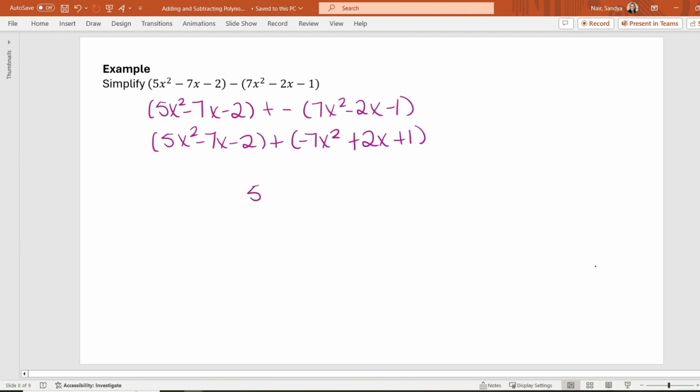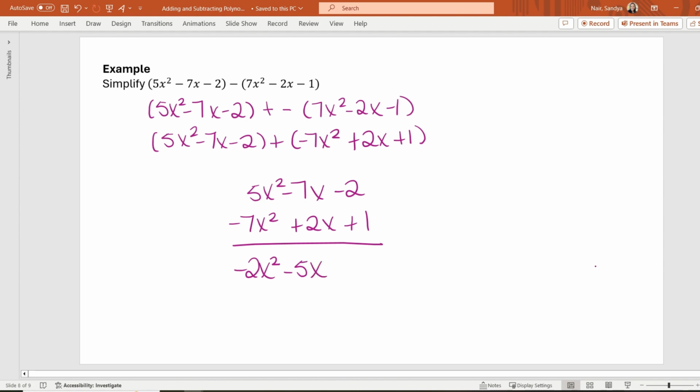Now I'm going to rewrite these so that I can add them vertically since they are both in standard form. So I have negative 7x squared plus 2x and then plus 1. So I have 5x squared minus 7x squared, so that's negative 2x squared. Negative 7x plus 2x, so that's minus 5x. Negative 2 plus 1, so that's minus 1. So negative 2x squared minus 5x minus 1 is my final answer.